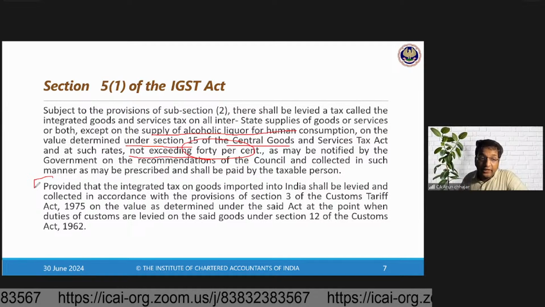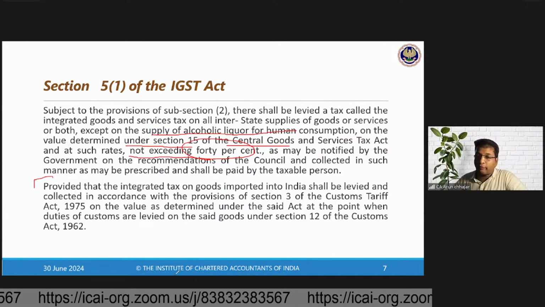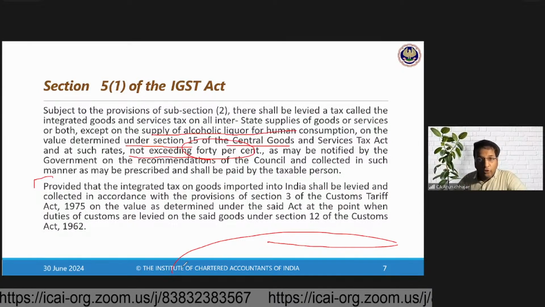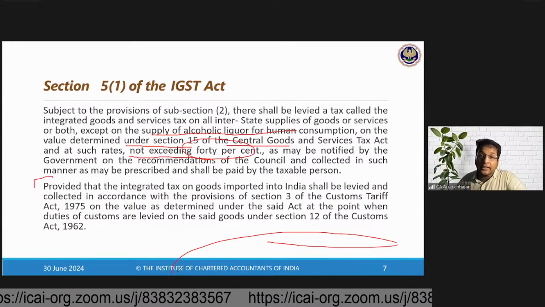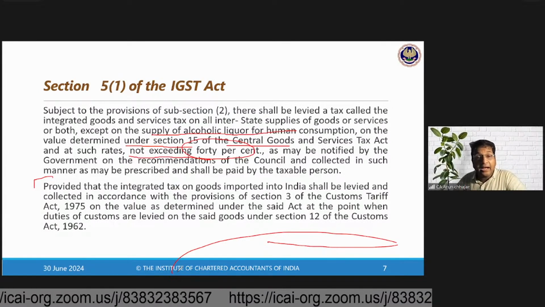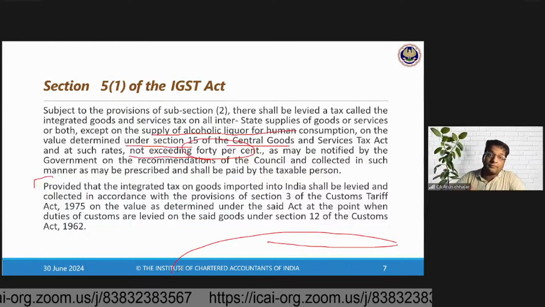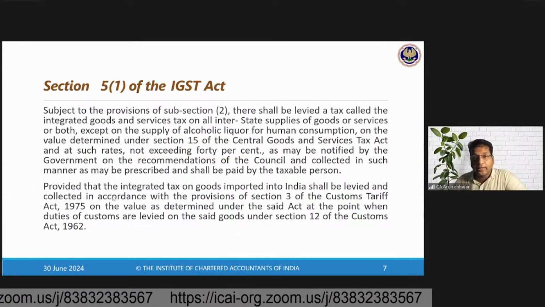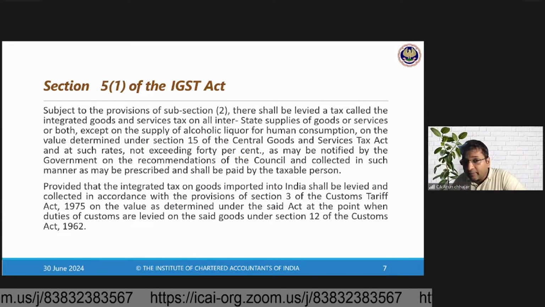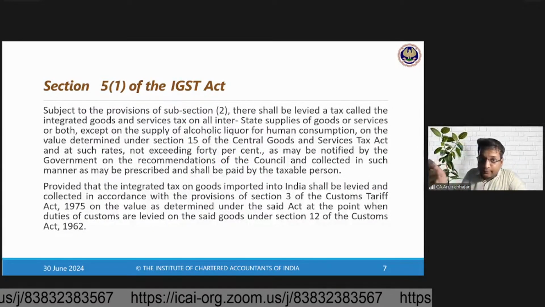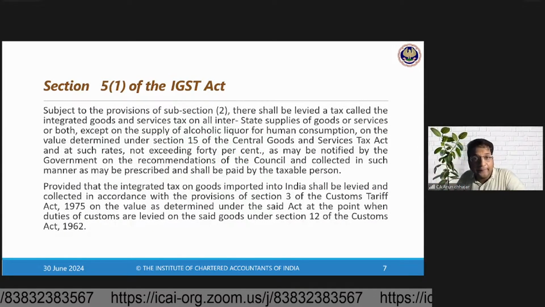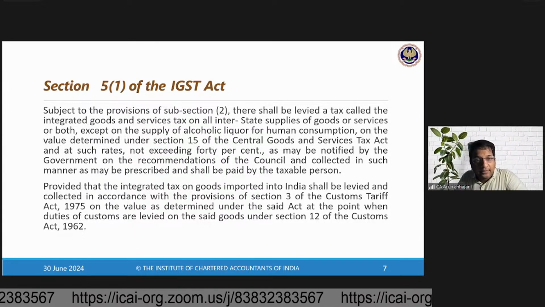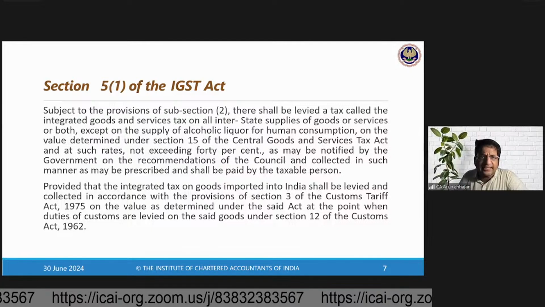Proviso says if you are importing the goods, then the tax will be paid according to the customs process. So we know that if we are importing the goods, then it will be decided according to the customs provisions. We need to file the bill of entry and we need to pay the customs duty, IGST, cess, etc.